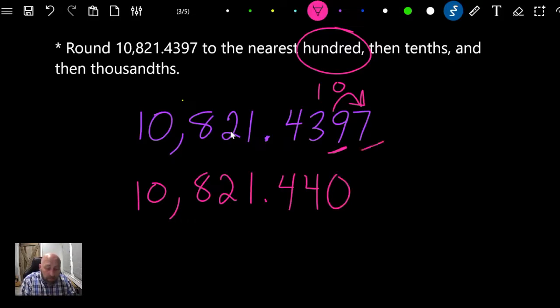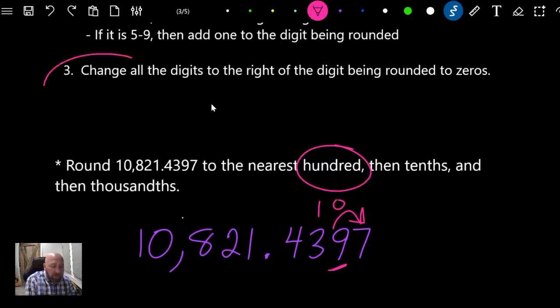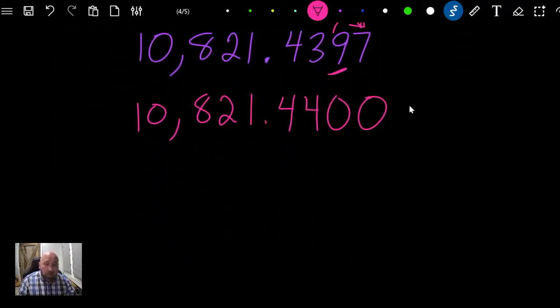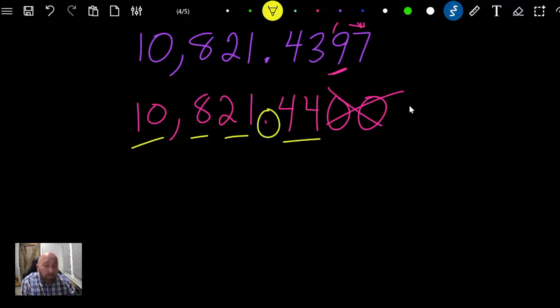So that's going to be 0, and then all the numbers to the right. This is the last step right here. All the numbers to the right go to 0. So there we go. And then again, if I have decimal points and then I have zeros to the right, I can eliminate those. Now you can write them if you want, but you're kind of wasting your time. You don't need the zeros, but you can write them if you want to. So let's now say this number. So now we have 10,821 and 44 hundredths. Okay, so that's how you would say that number right there.